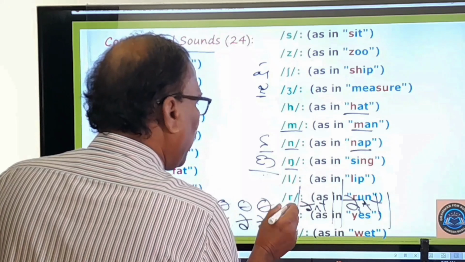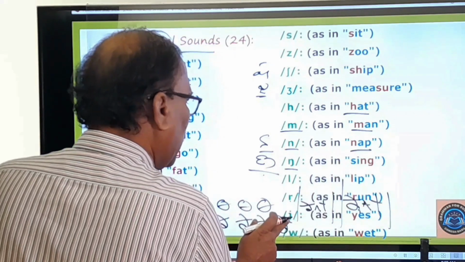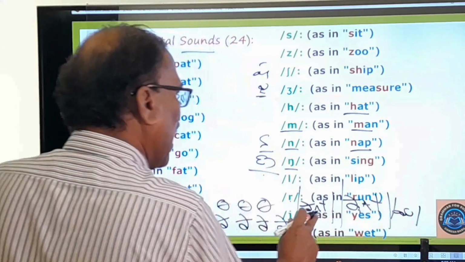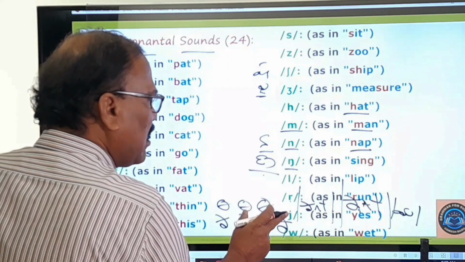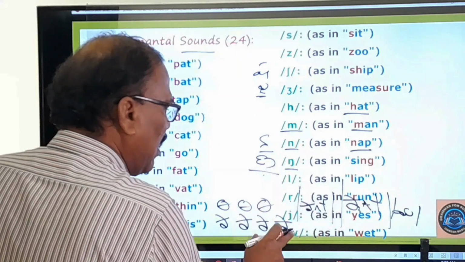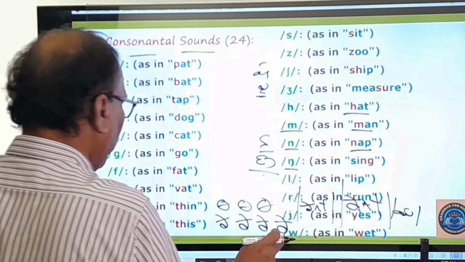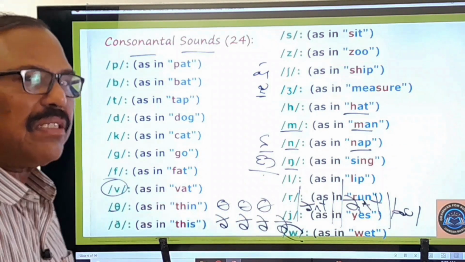La sound, you know very well. Ra sound, ya sound. Don't say this is J sound, but it is ya sound. Okay, so J is not J, please. It is the ya sound. Okay, yes. This is wa sound again, as in vet. So the difference between this wa sound and this wa sound can be easily understood.